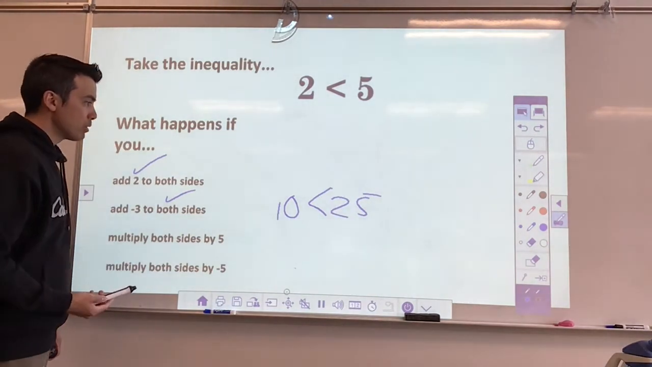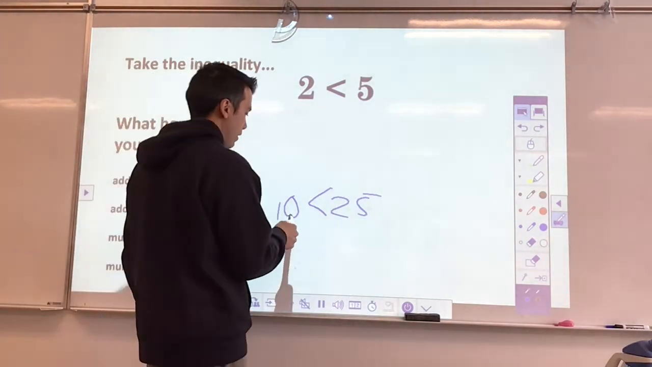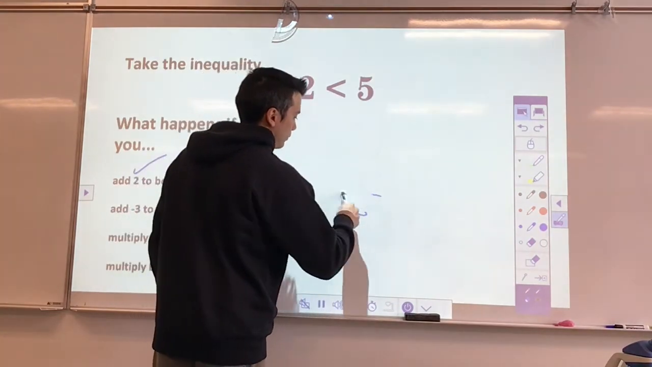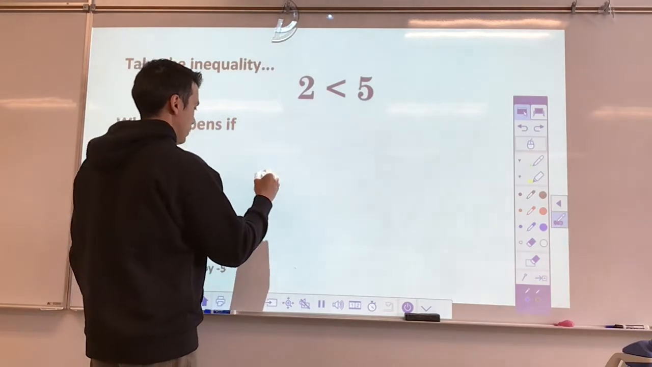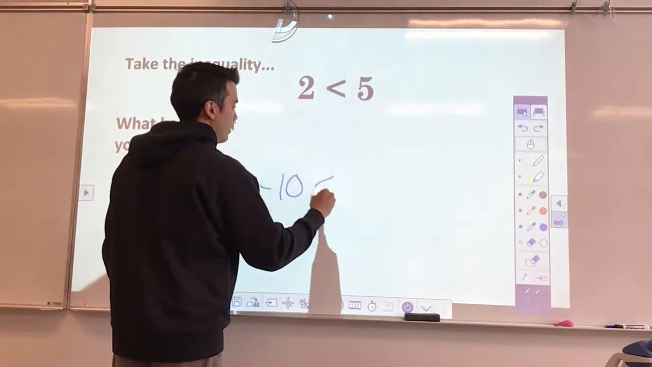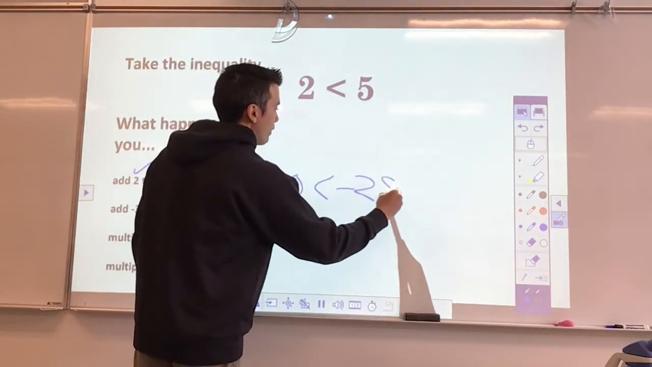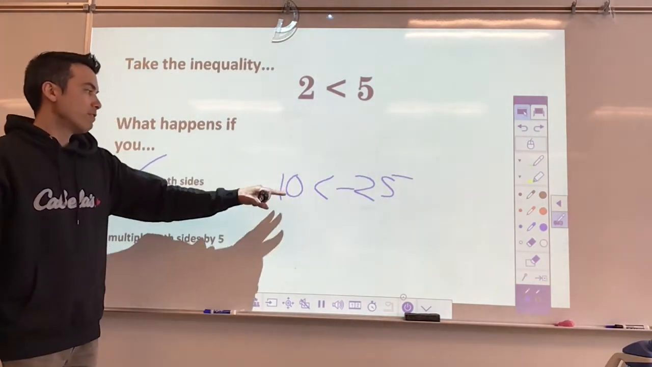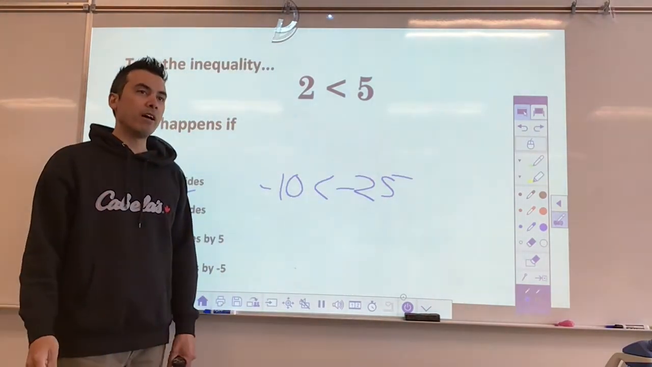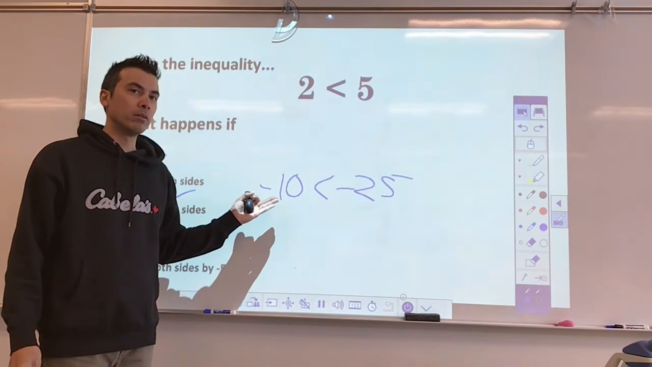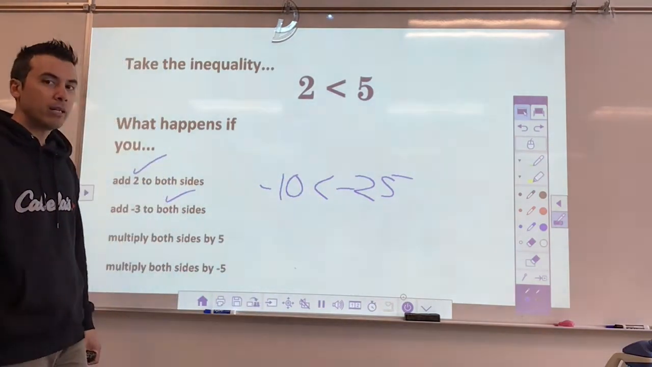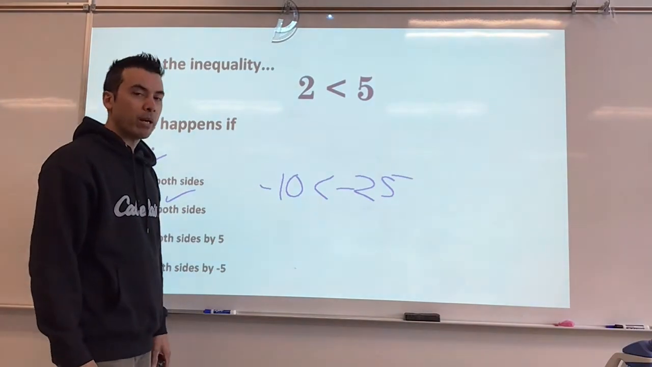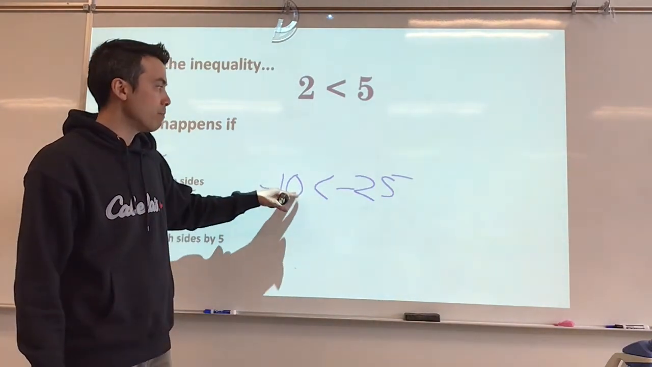The next thing I'm going to do is multiply both sides by -5. 2 times -5 is -10. 5 times -5 is -25. Is -10 less than -25? No, -10 is more. This is of greater value. If I was to put this on a number line, -10 would be to the right of -25. This is a bigger value.